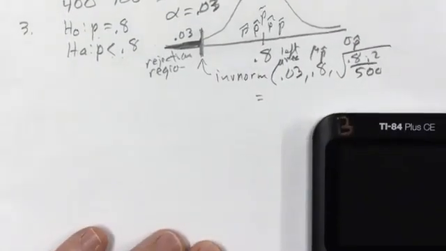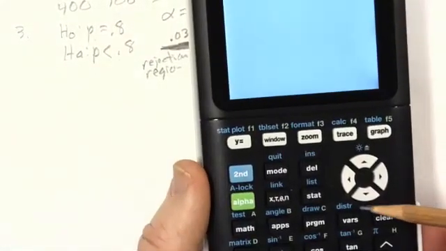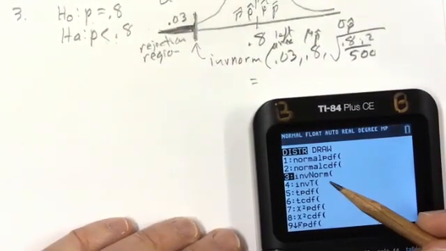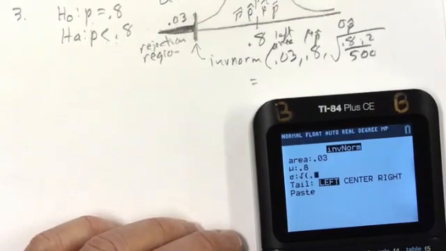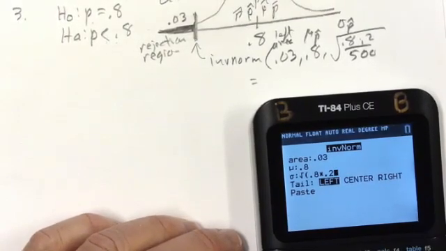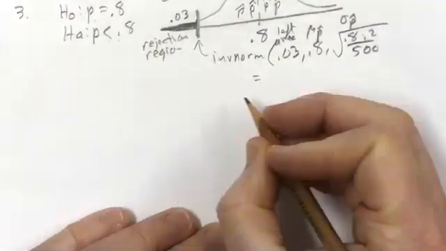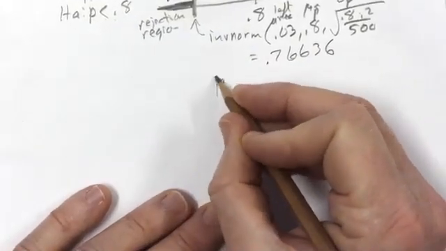And so here we go. Remember, inverse norm is in the distribution menu right above the vars button. So you're just going to go second vars, which is distribution, inverse norm. There it is. The area is 0.03, the mean is 0.8, and the standard deviation is the square root of 0.8 times 0.2 divided by 500. Boom. So that's it, 0.76636. So anything below that, we would reject.